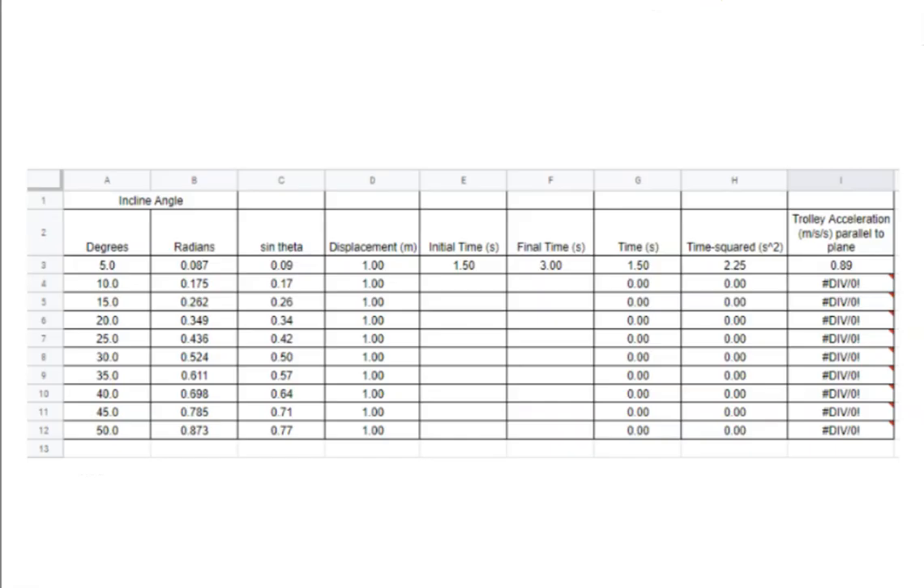So this makes it quite easy. You just need to enter the initial time and the final time. It'll calculate the change in time, and then calculate the time squared, and then calculate the parallel acceleration. And the graph will be done automatically again, just to save us time. So I think that's enough for you to get going. And what I'll do is put together a second video on evaluating and doing the further data analysis and evaluation of the results.